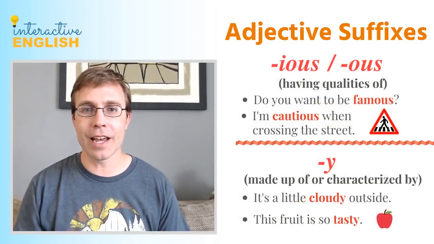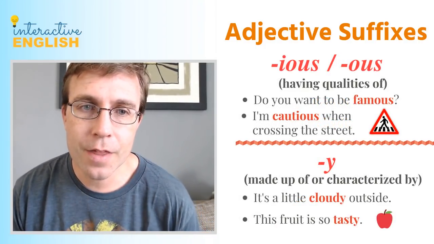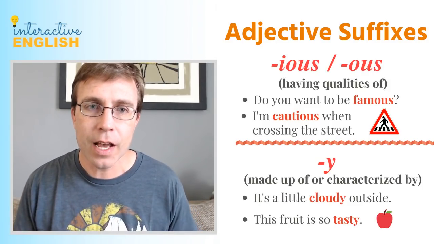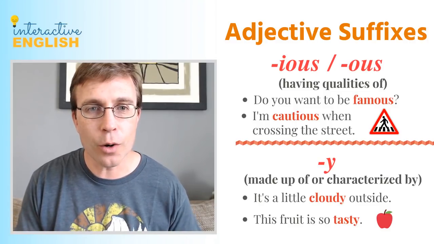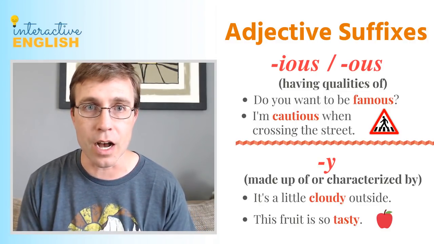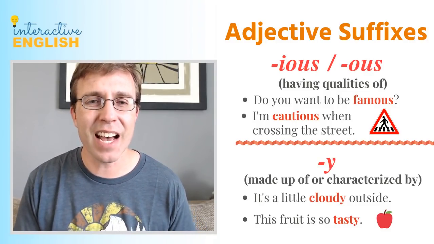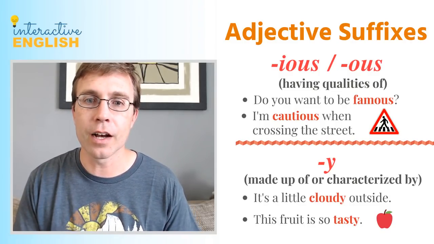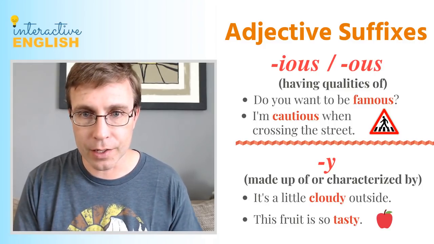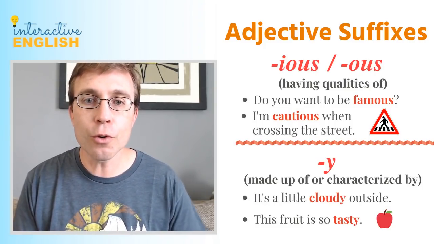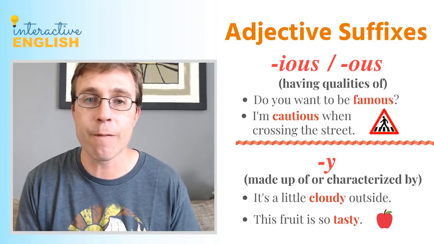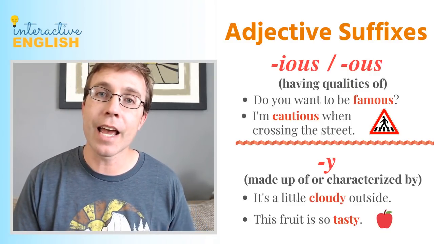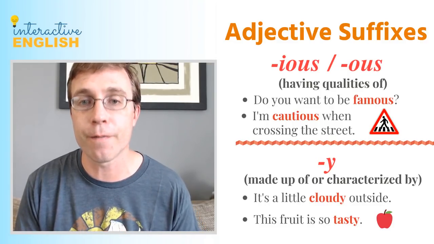The next set that I have for you is the IOUS or the OUS. Again, on pronunciation, the OUS is more just like an us. You have that schwa sound. The IOUS is all similar, but it's almost like an es. So, for example, famous. Do you want to be famous? You have fame, which we can change the meaning of and add the OUS: the adjective famous.